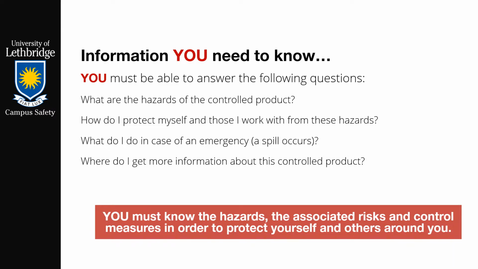Ensure that you are using the proper controls to protect yourself, such as engineering controls, administrative controls, and PPE. Know what to do in an emergency. Know the location of the nearest spill kit and how to use it. Know the location of the nearest emergency shower, eye wash station, first aid kit and fire extinguisher. Know the evacuation route and assembly point for your work area.